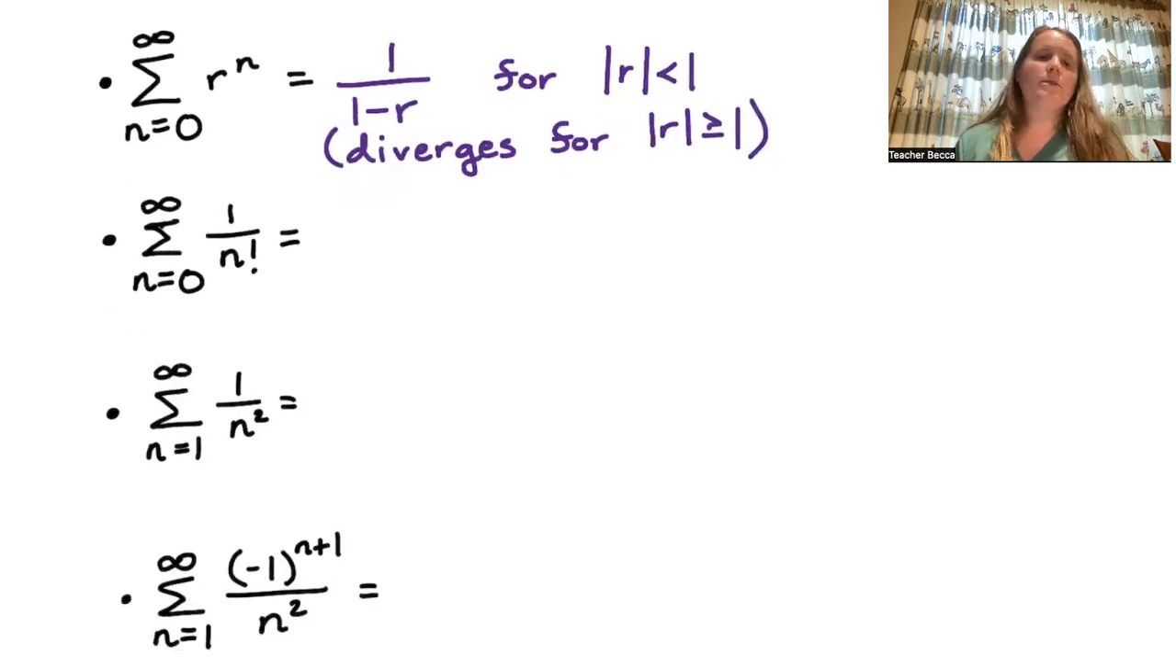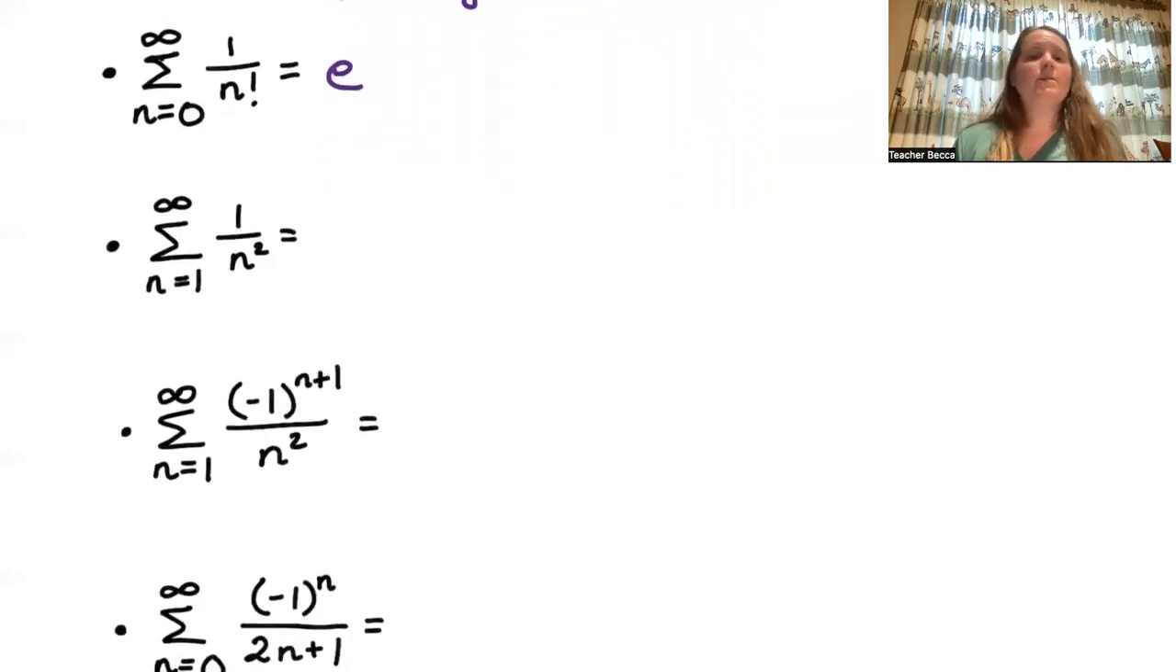Next up, we have the sum from n equals 0 to infinity of 1 over n factorial. Turns out that this actually converges to e. Next, we have the sum from n equals 1 to infinity of 1 over n squared. This, in fact, converges to pi squared over 6.